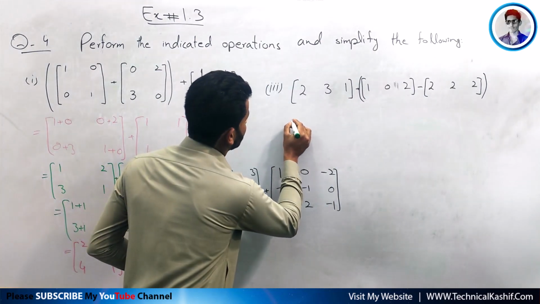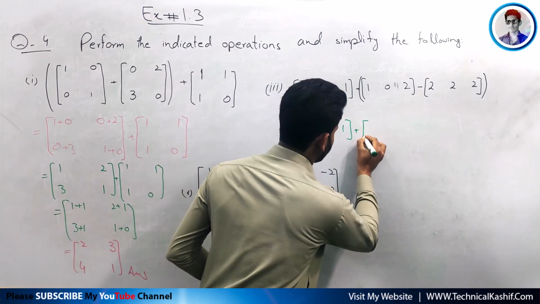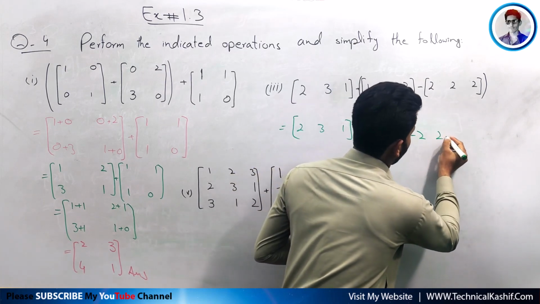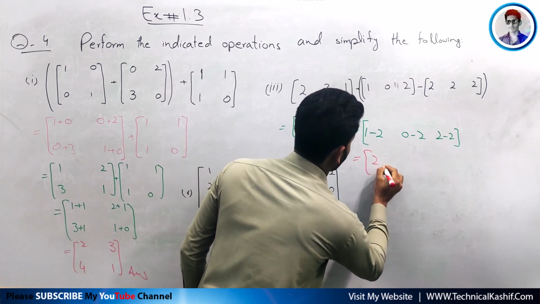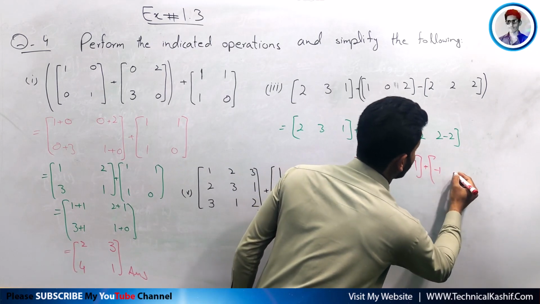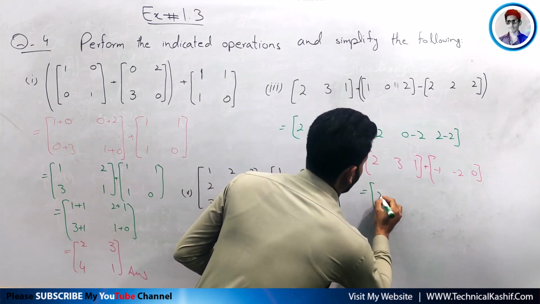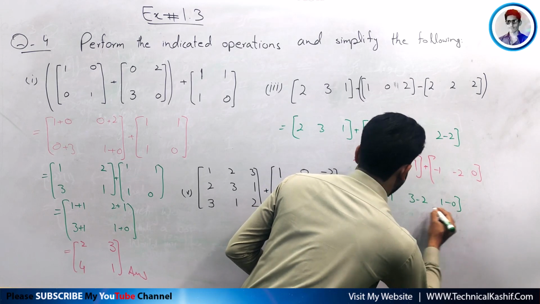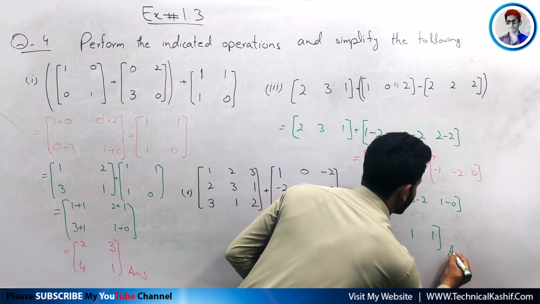Let's start the third part of this question. Here the first matrix is 2, 3, 1. By subtracting them: 1 minus 2, 0 minus 2 and next 2 minus 2. In this subtraction, the first matrix is the same, which is equal to 2, 3 and 1, plus this matrix: 1 minus 2 is equal to minus 1, 0 minus 2 is minus 2 and 2 minus 2 is 0. By adding this matrix: 2 minus 1, 3 minus 2 and 1 minus 0. We can solve it: 2 minus 1 is 1, 3 minus 2 is 1 and 1 minus 0 is 1. It is the answer of this question, third part.